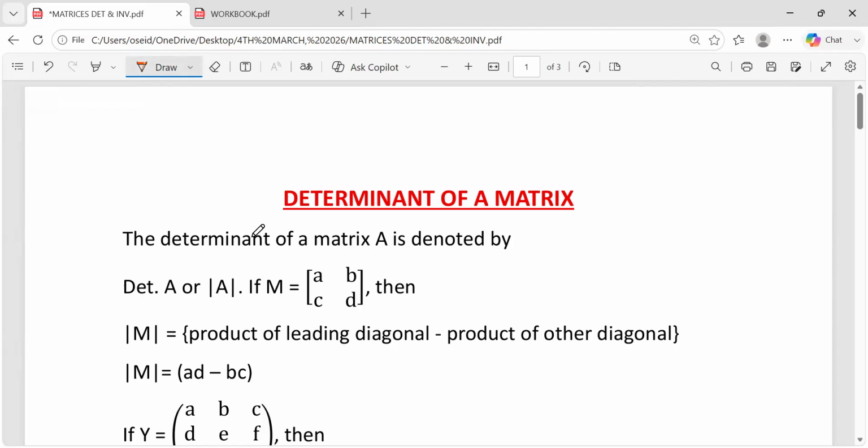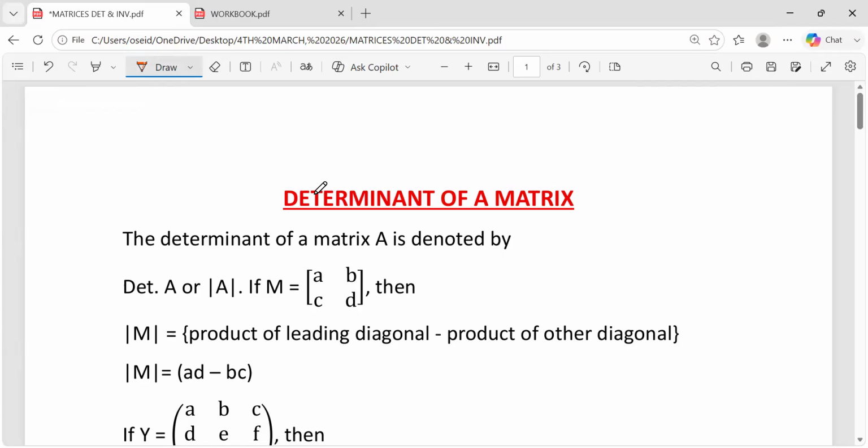Welcome once again. In our previous class, we started with matrices. Under matrices, we learned about equality of matrices, addition and subtraction of matrices, and how to multiply a scalar with a matrix. We ended our previous section with multiplication of matrices.